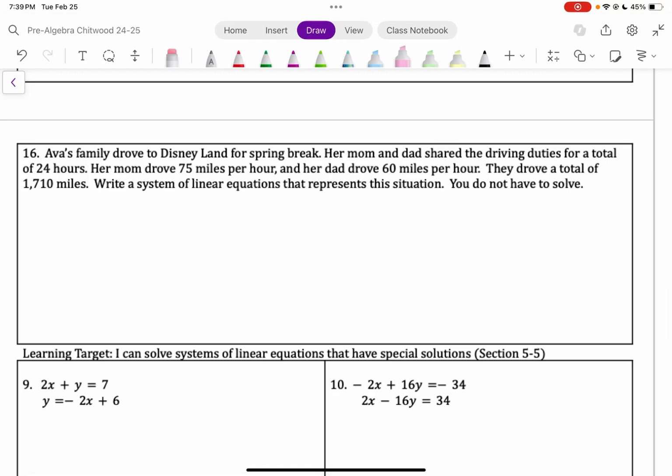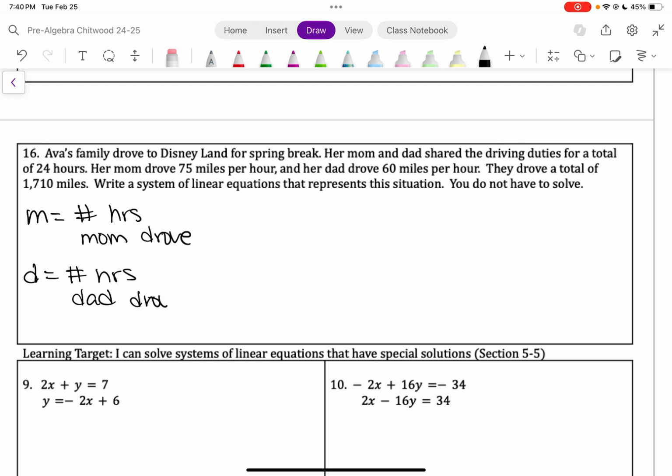I know how many miles they went total, I know how many hours it was total, and I know the miles per hour, but I don't know how many hours they each drove. So let's say M equals number of hours Mom drove. Then I can say D equals number of hours Dad drove. So this is what we want to find. This is what we don't know.